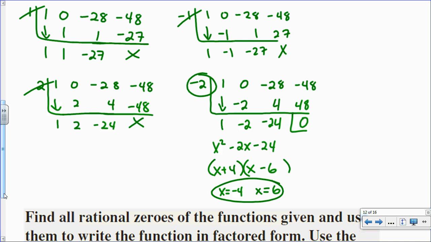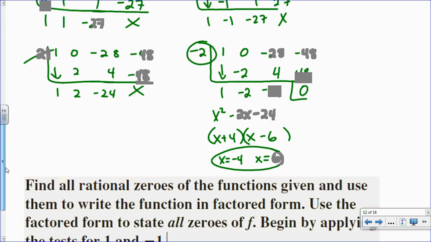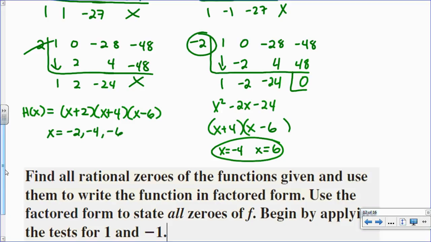Okay. So this said, write it in factored form. So I got to write them as factors. So if my 0 is -2, that's x plus 2. My 0 is -4, that's x plus 4. And x minus 6. And then the zeros are -2, -4, -6. Okay?